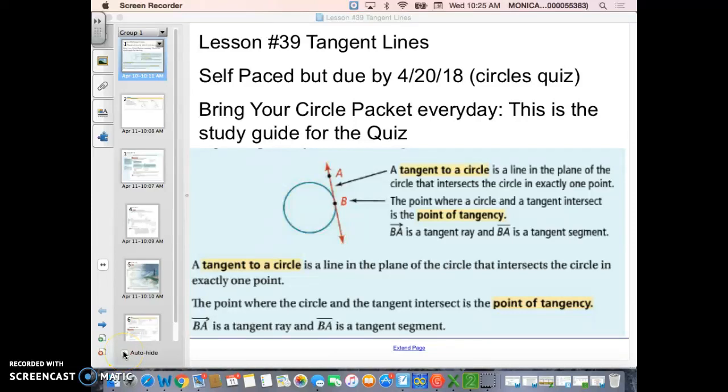All right, welcome to day one of circles where you are self-pacing yourself. So please note this is all due next week, Friday. That's when you're going to take the quiz. And this is your study guide. So the quiz questions will be taken directly from this packet.